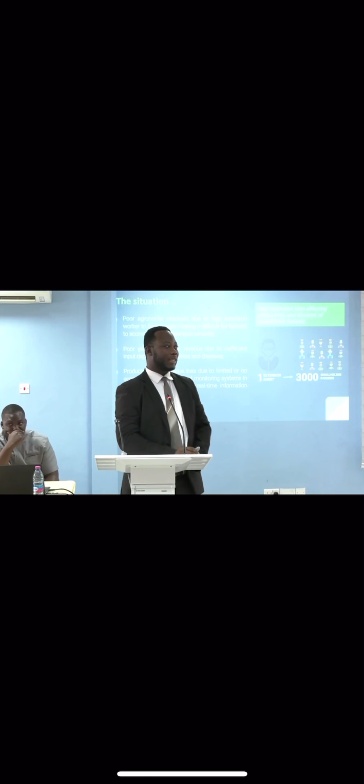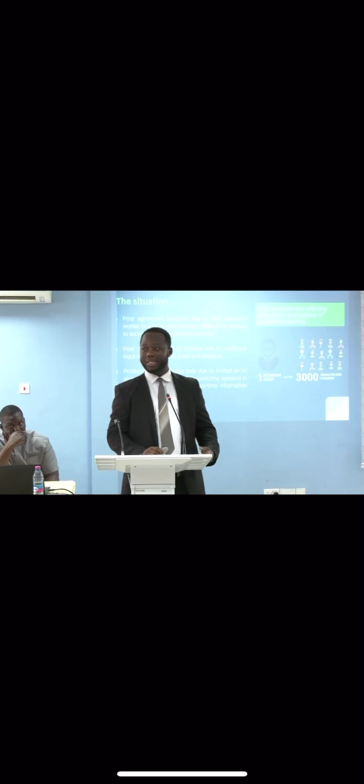So basically, what we have is a digital extension service. We did research and realized that currently the extension officers in Ghana are very, very insufficient. We have a 1 to 3,000 extension officer to farmer ratio. So what it means is that every extension officer serves up to about 3,000 smallholder farmers. And we know the impracticality around it.